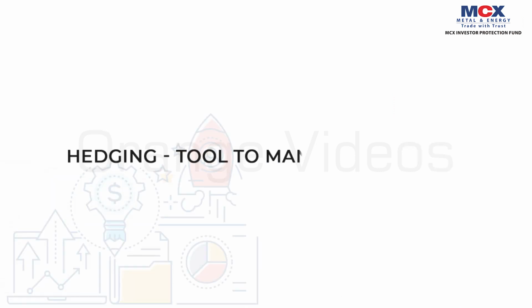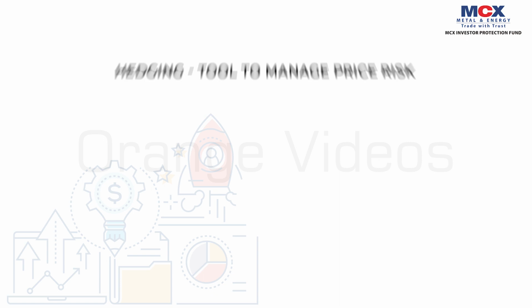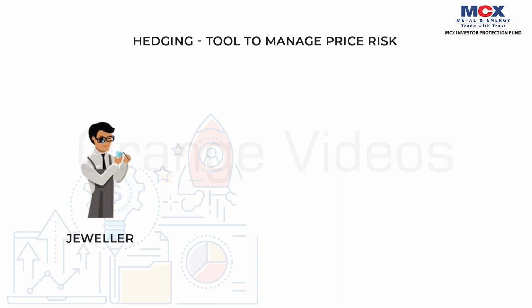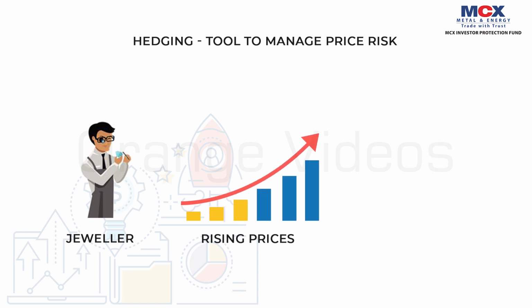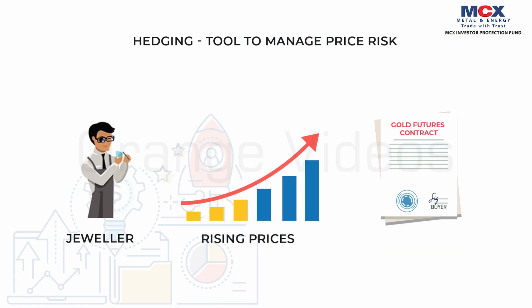Hedging is a tool to manage price risk. For example, consider the situation of a jeweler who uses gold as raw material. The biggest risk for this jeweler is that the price of gold might rise in the future. To protect against this risk, the jeweler enters into buying a gold futures contract to lock in the price. The price agreed upon to buy gold is called the futures price. By buying a futures contract, the jeweler has gone into a long hedge. This is how he goes about managing his risk.